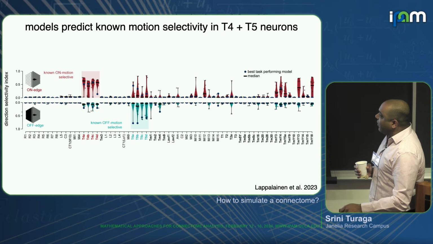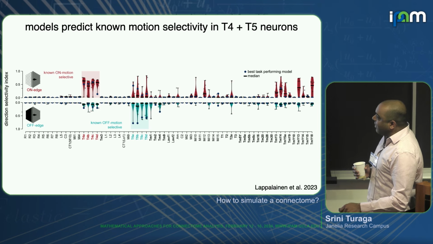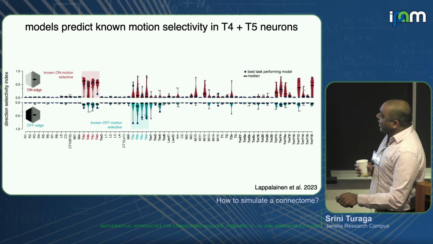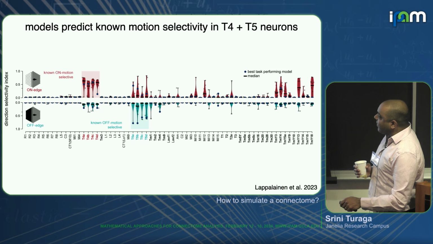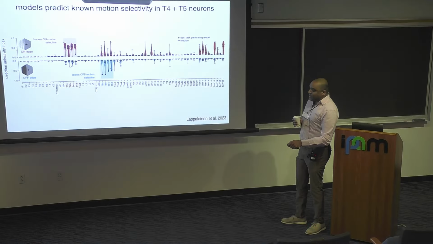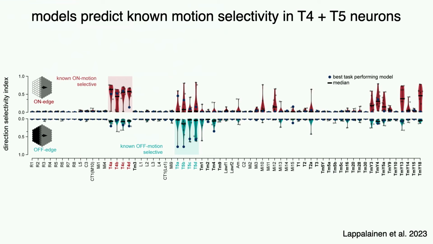Similarly, you can ask for motion selectivity. You can be selective to motion in dark edges or bright edges. And we recover the well-known motion selectivity of T4 and T5. We also recover that none of these other neurons are motion selective, and they're not supposed to be. And we have a few new novel predictions as well.